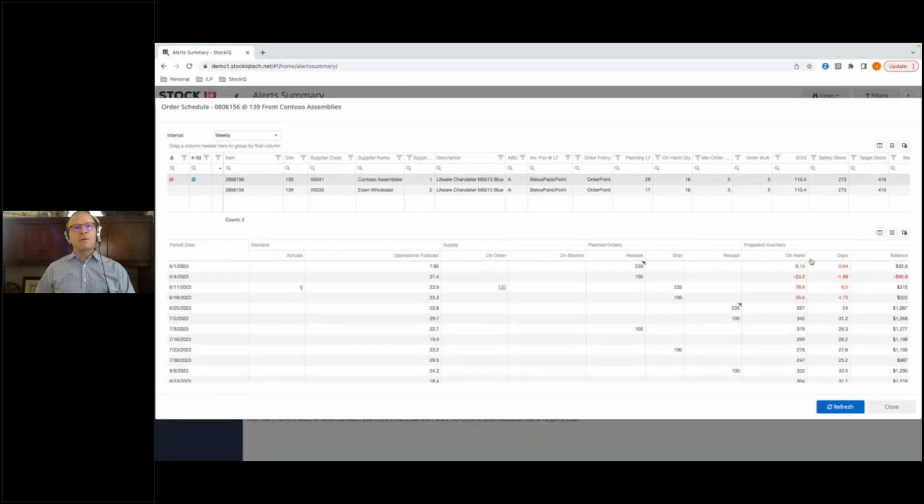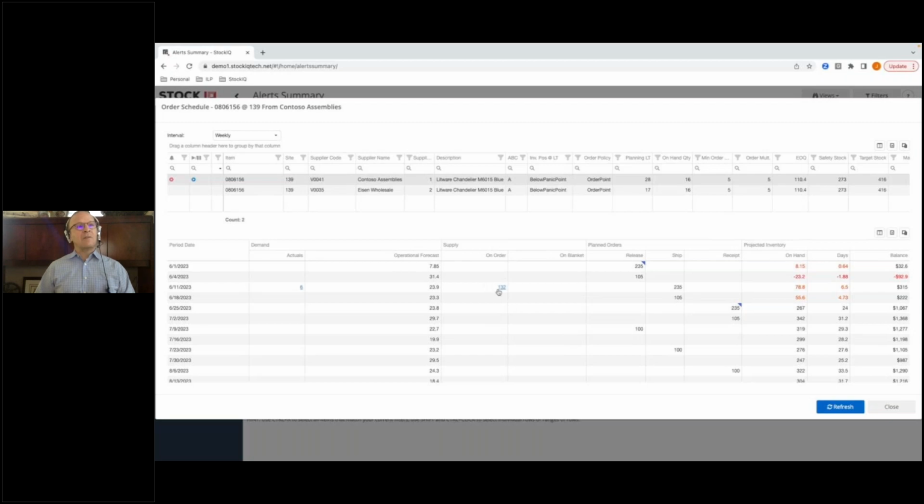And if you look over here to the right, one of the things to note is we have inventory in negative situations. So this is telling me that next week, it looks like I'm going to be out of stock as it relates to what my forecasted demand is. So the planner can make decisions around what they need to do with this.